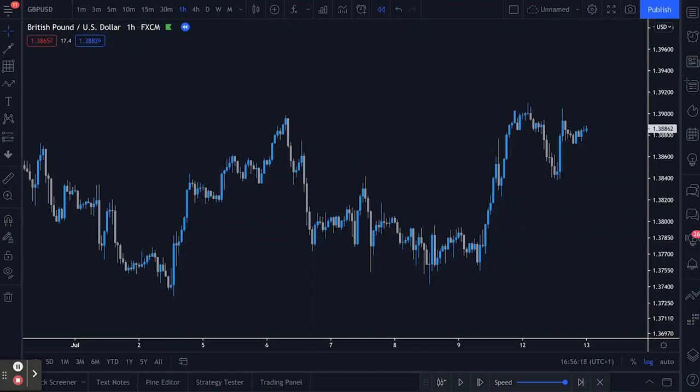Welcome to example video number 1. This is a GBP USD short position that I personally took in July of 2021.